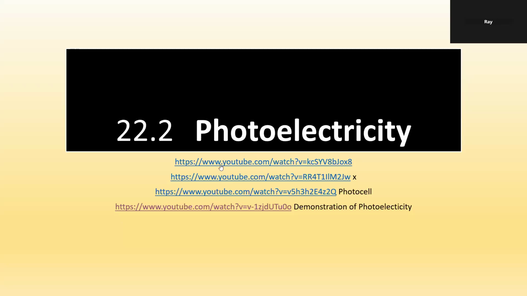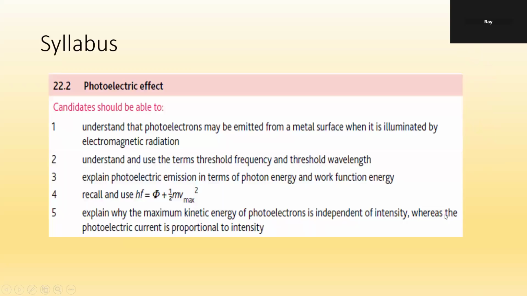Page 223. That's the syllabus. Recall and use this formula. Both wave and particle. Both interference and diffraction are properties of waves. Photoelectric effect and the production of X-ray show the particle or particulate nature of electromagnetic radiation.